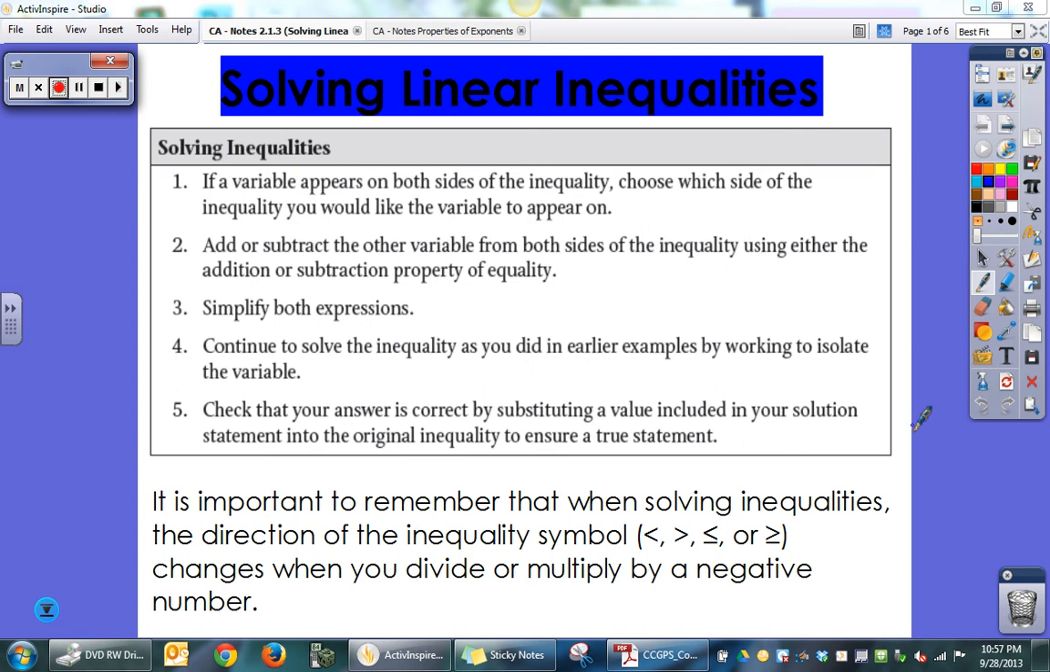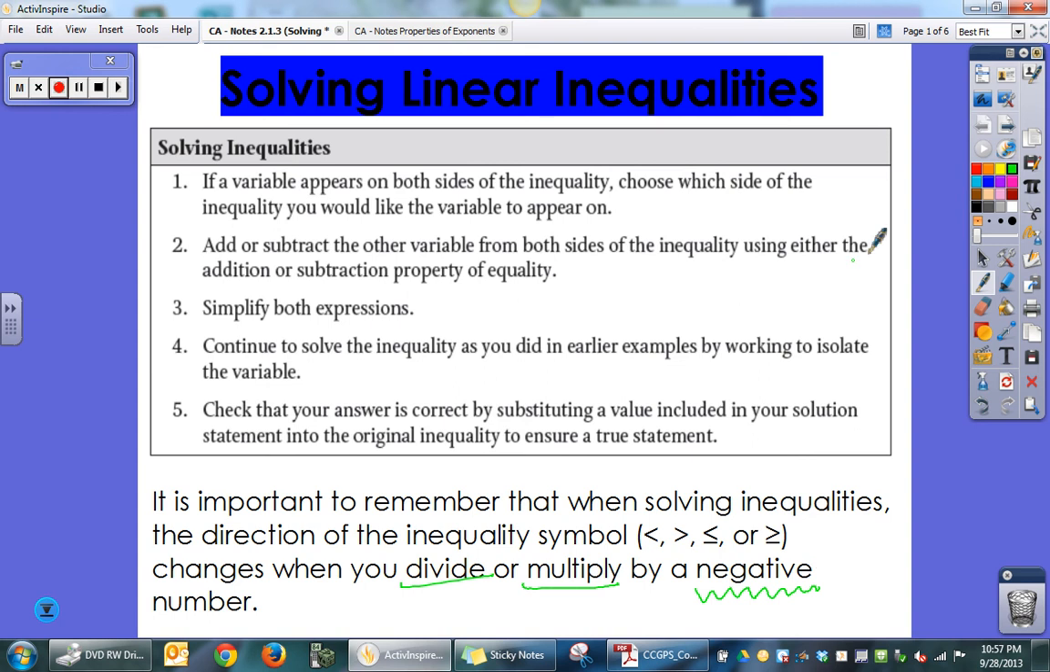One thing I do want to point out is make sure that you remember that whenever you are working with inequalities, the direction of the inequality is going to change if you divide or multiply by a negative number. So as soon as I divide or multiply by a negative, I have to remember to switch my inequality, which means if I'm starting with a less than, it's going to become greater than, and so forth.